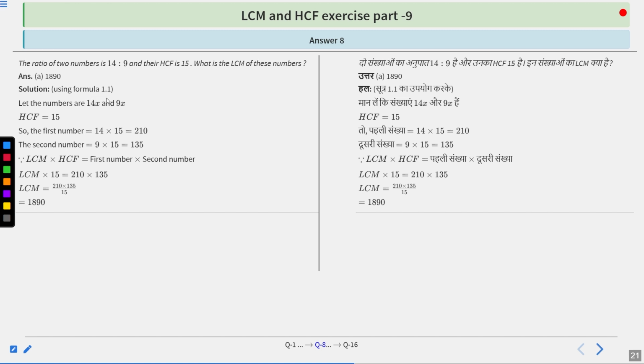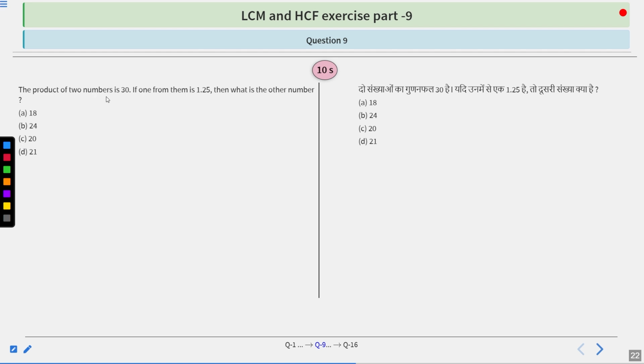Now according to formula 1.1, the product of numbers, that is first number into second number, should be equal to the product of LCM and HCF, LCM into HCF. HCF was given 15 in the question. We have to find the LCM. The first number is 210 and the second number is 135. So LCM into 15 is equal to 210 into 135. LCM is equal to 210 into 135 upon 15. On simplification, we get 1890 as the answer. So LCM is 1890. Option A is the correct option.